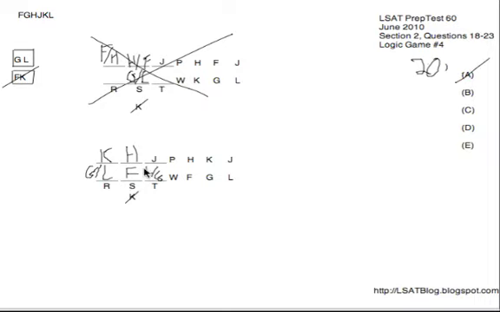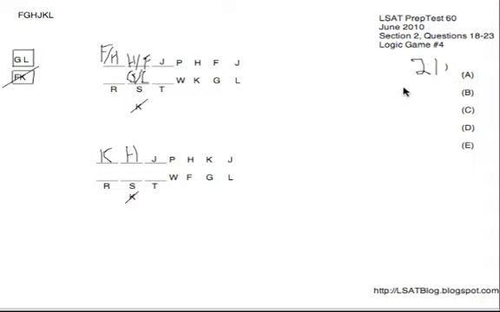Could G be on R? Yeah, G could be on R or on T, so it's possible for it to be on R. Therefore, B is our answer to 20. I will look at the rest, though. H on R, no, H is specifically on S, so C is gone. K on T, no, K is on R, D is gone. And then looking at E, L on S, no, L is on R or on T, but never on S, so E's gone, leaving B.